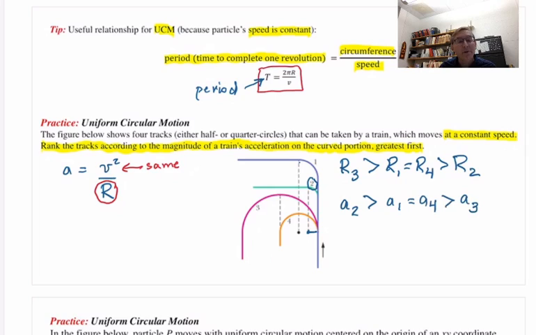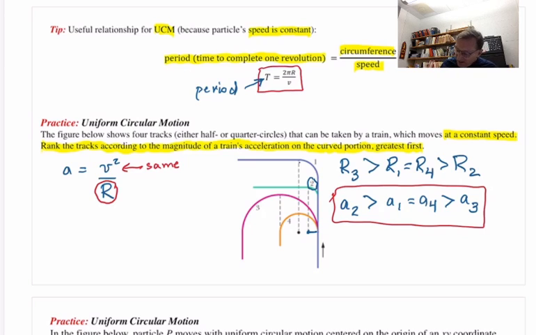Why? Where did that come from? From the formula over here on the left. A equals V squared over R. The R is downstairs. The bigger the R, since it's in the denominator, the smaller the A. So here then is our ranking for the acceleration magnitudes when the train is on the curved part of the track. And it's biggest for track 2 because it's the tightest curve.